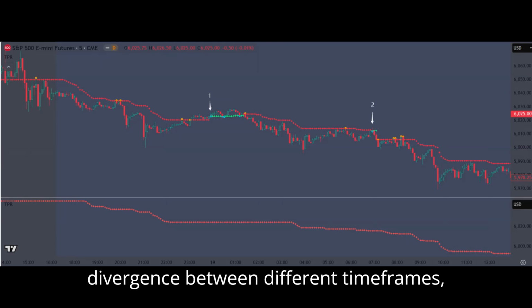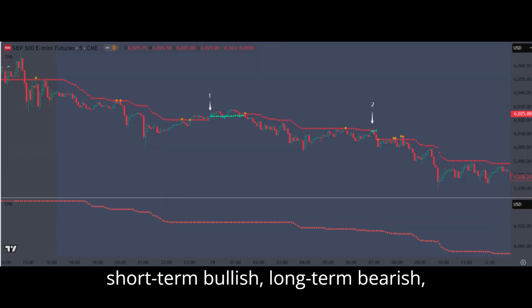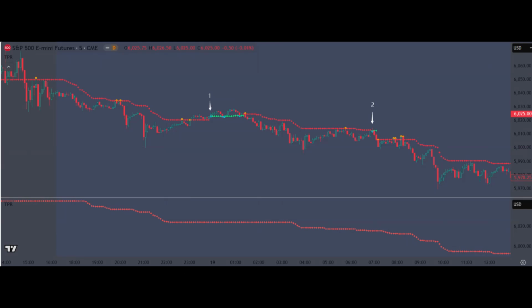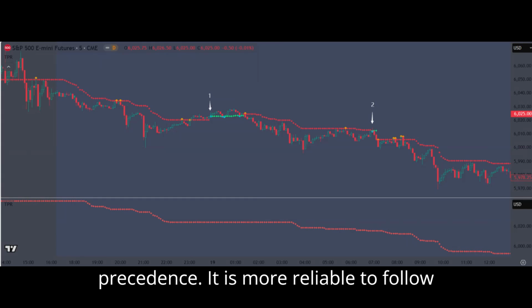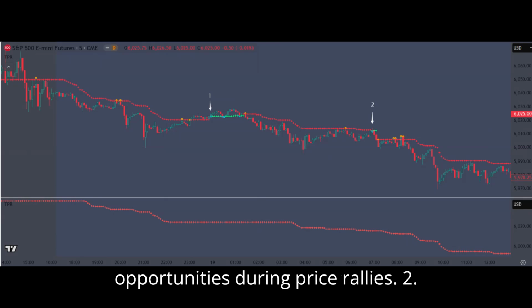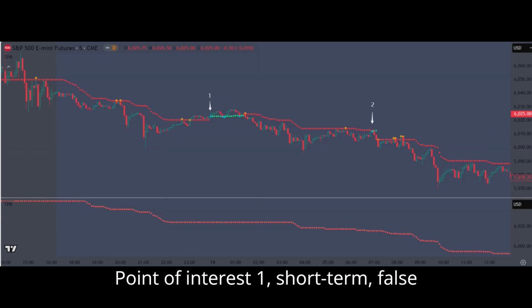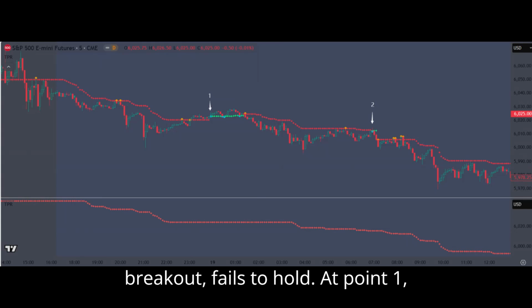Conclusion: when there is a divergence between different time frames, short-term bullish, long-term bearish, the long-term trend usually takes precedence. It is more reliable to follow the overall trend and look for short opportunities during price rallies. 2. Point of interest 1. Short-term, false breakout, fails to hold.